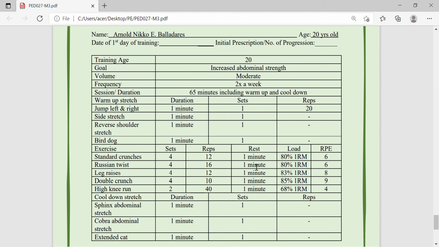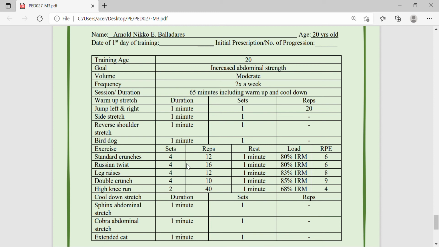Let's know what this load and RPE are. Load refers to the intensity of the exercise, while RPE, or the rate of perceived exertion, is the rate at which how difficult or easy the exercise is for this particular person. So it's like a rating of how hard or how easy an exercise is, with 10 as very very hard and 0 as at rest.